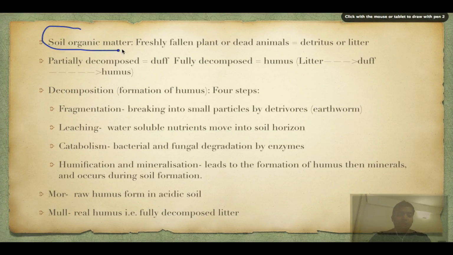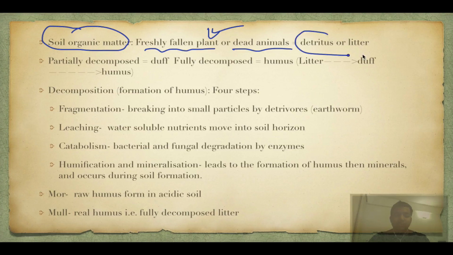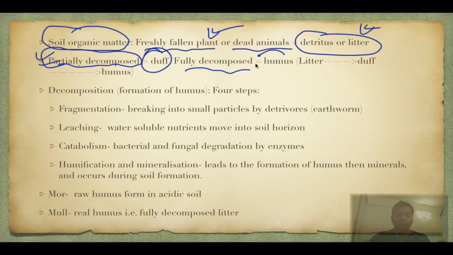Then the soil organic matter, it is like the freshly fallen plants or dead animals, including detritus or litter. I'll be talking about them now. Partially decomposed will include duff, fully decomposed is humus. So first is litter, which is fallen like the dead leaf. Duff is partially decomposed, humus is completely decomposed.